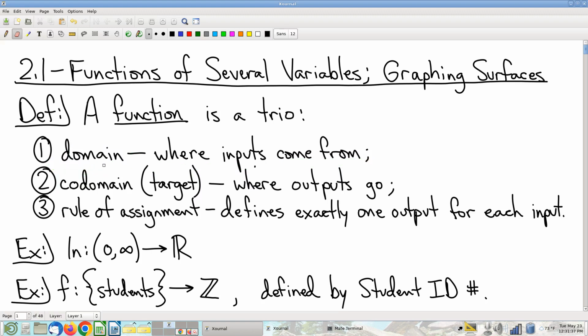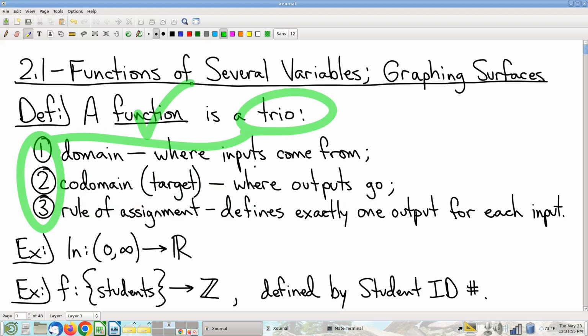Right? And then, secondly, what I like to call the target, sometimes called the codomain. That seems a little stuffy to me. Target seems like a reasonable term. That's where the outputs go into. Right? This trio of things is what defines a function.